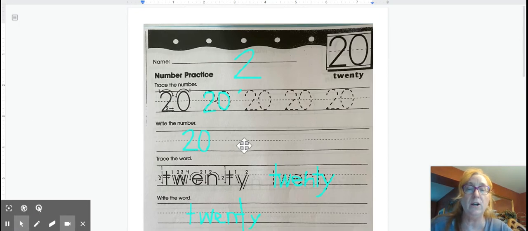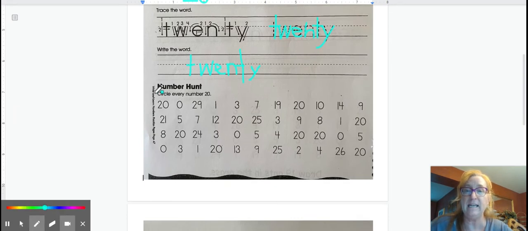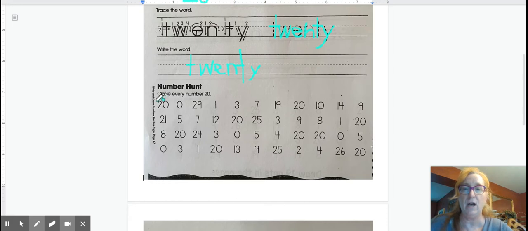Okay, all right, now we're going to look and hunt for the number 20, and we will find as many as we can. 20. We have one right off the bat. 20, 0, 29, 1, 3, 7, 19, 20, 10, 14, 9, 21, 5, 7, 12, 20, 25, 3, 9, 8, 1, 20. 8, 20. You should be able to read these numbers now by heart, knowing all of them.